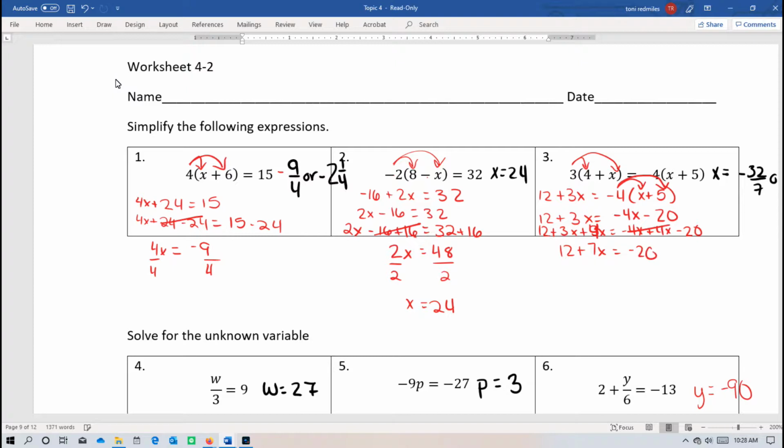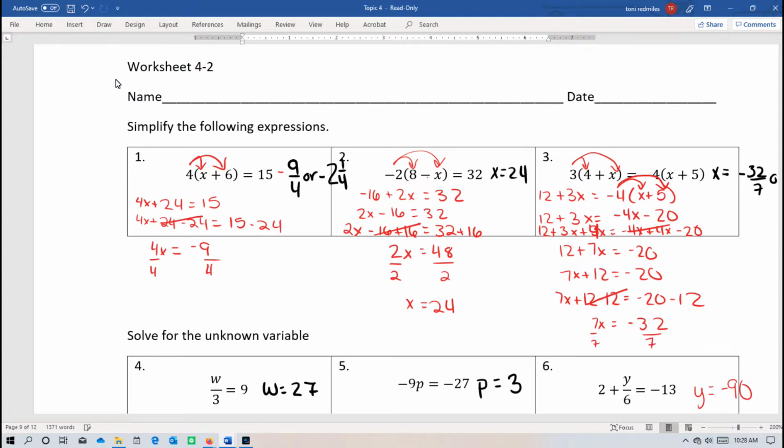I'm going to rewrite this. As long as the 12 and the 7x remain positive, I'm okay. All right, to get rid of the 12, I got to subtract it from both sides. So I'm going to do that real quick. That's going to go to 0. 7x equals negative 32. Divide both sides by 7.